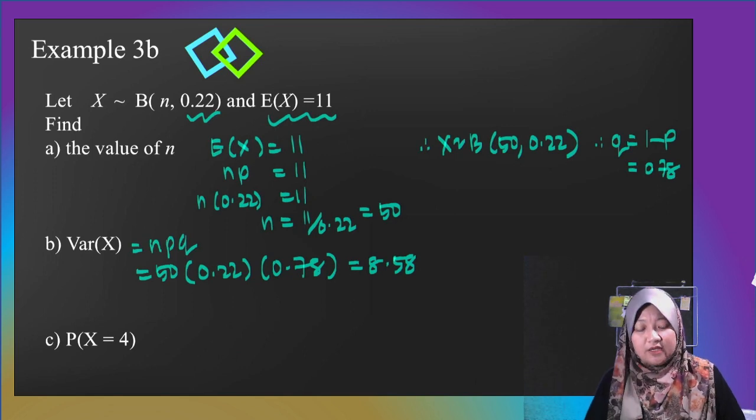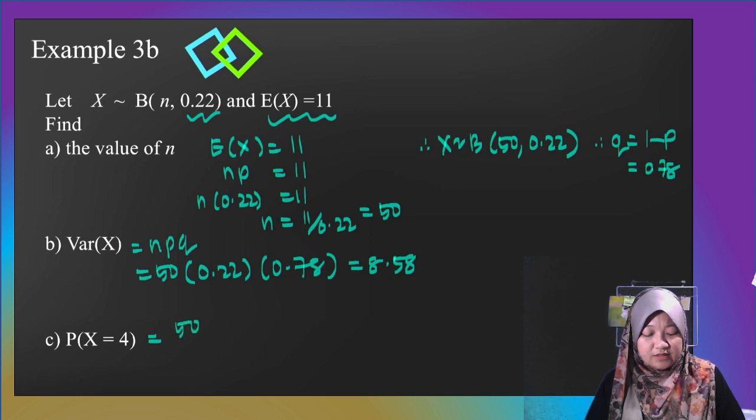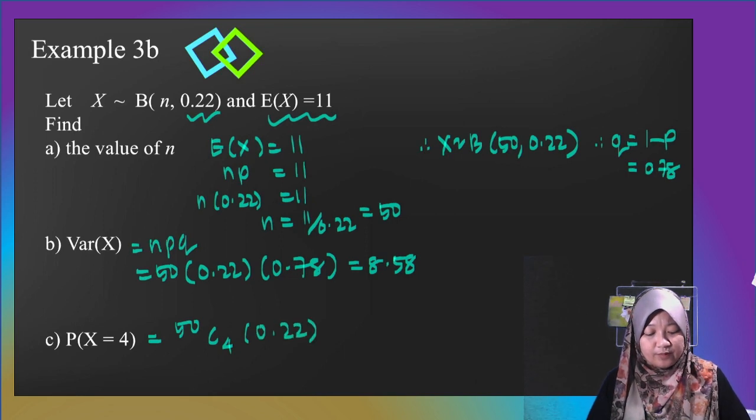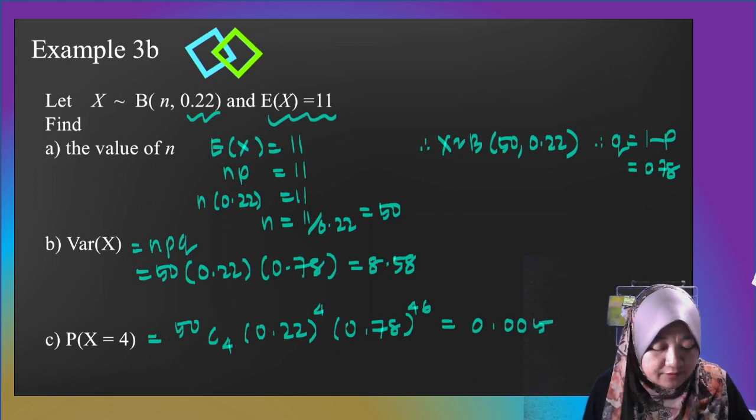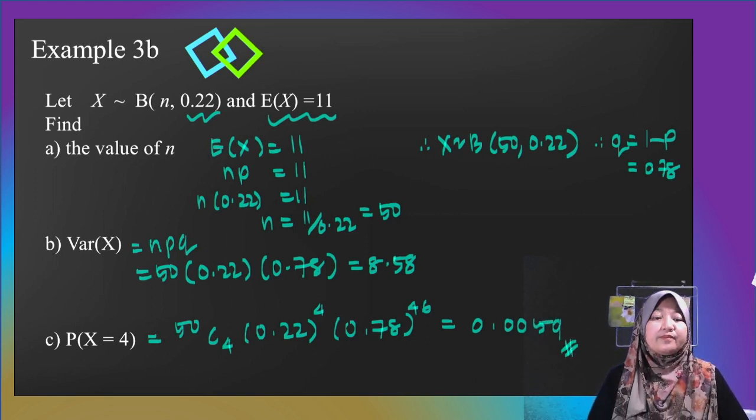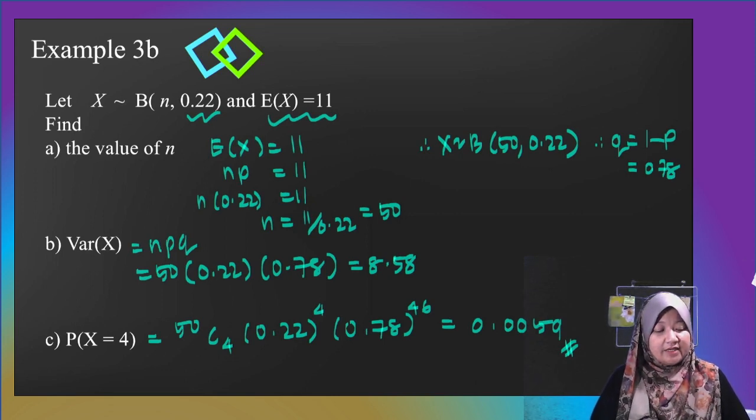Okay, C, probability X equal to 4. Okay, kita boleh terus je guna formula 50C4, 0.22 power of 4, 0.78 power of 46. Then the answer is 0.0059. Okay. Next example.